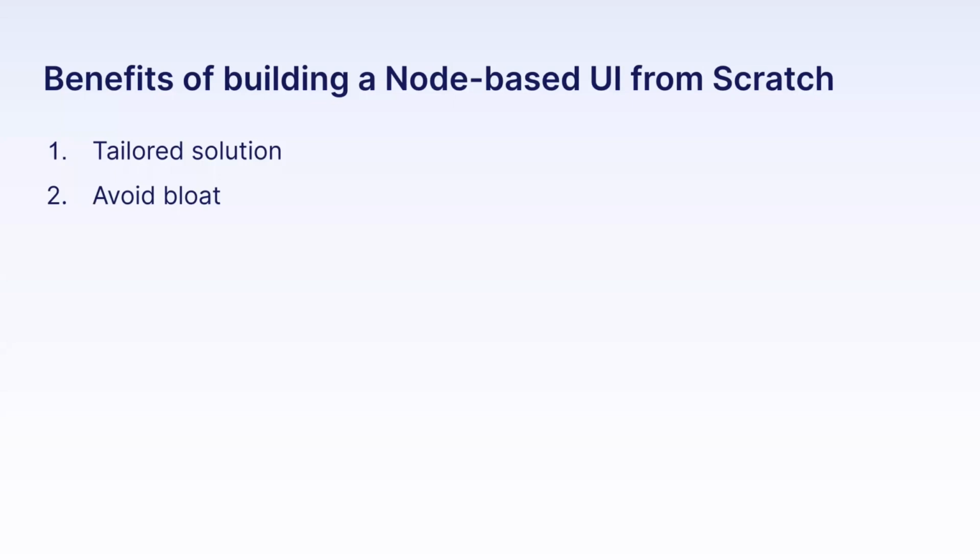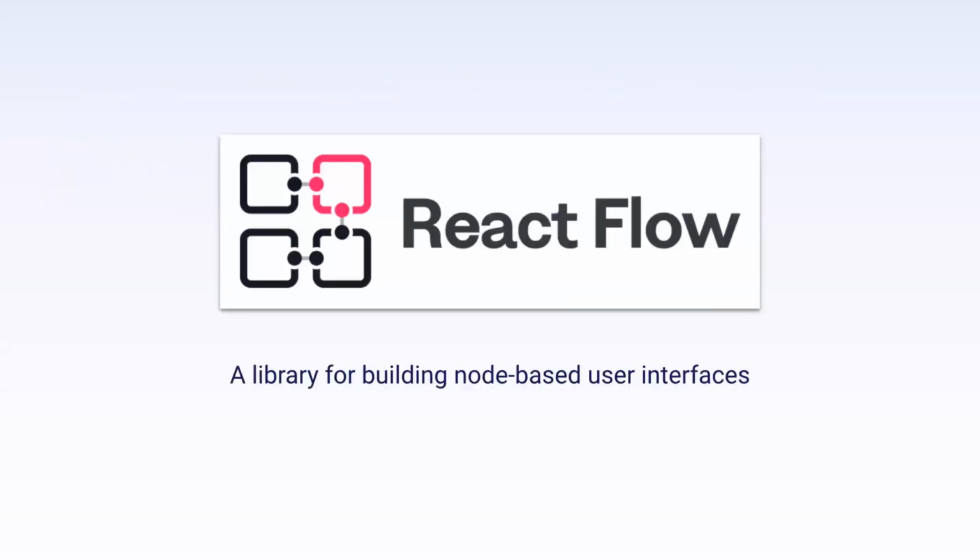After weighing the challenges and benefits of building a node-based UI from scratch, we ultimately chose to use a library called React Flow. React Flow is a React library that's specifically designed to help build interactive node-based user interfaces where users can create, manipulate, and connect nodes to represent workflows. There are three main reasons why we chose React Flow.